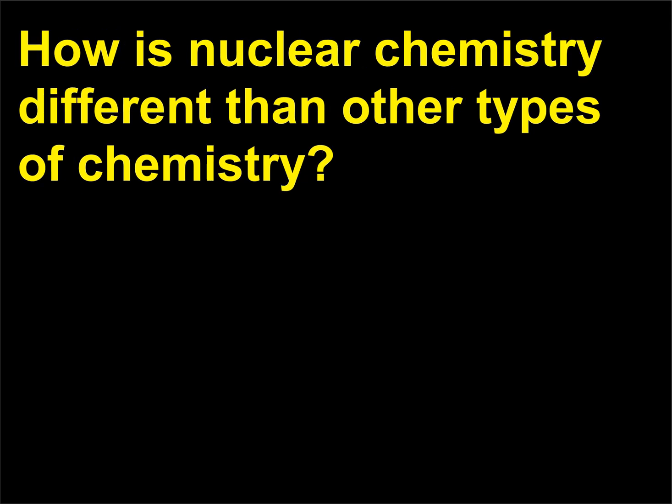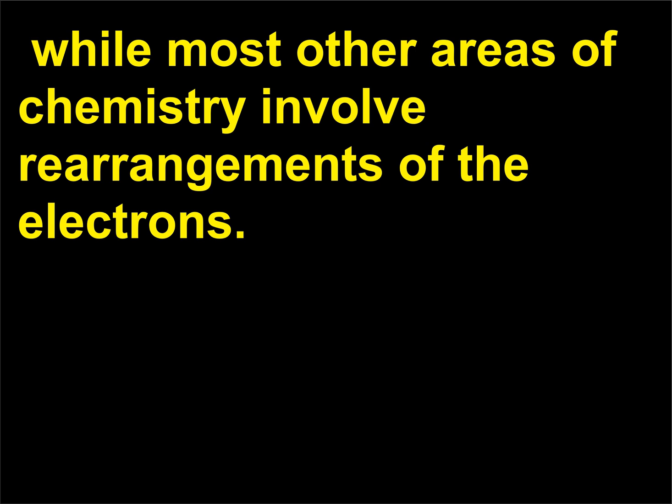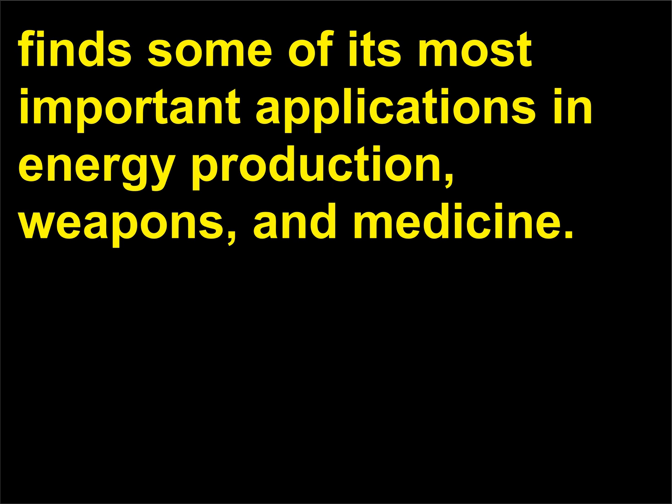How is nuclear chemistry different than other types of chemistry? As the name implies, nuclear chemistry deals specifically with chemical events involving the nucleus itself, while most other areas of chemistry involve rearrangements of the electrons. Nuclear chemistry is focused on radioactivity and the properties of nuclei, and it finds some of its most important applications in energy production, weapons, and medicine.